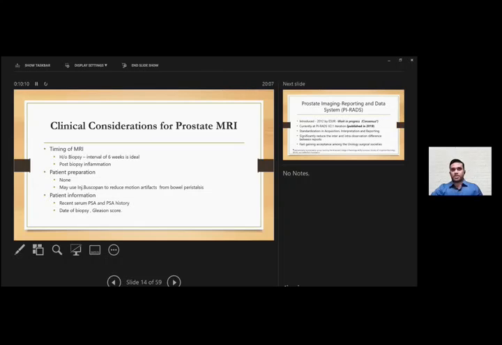When it comes to patient preparation, no significant preparation is required. Injections like buscopan and antispasmodics may be useful if there are motion artifacts seen from bowel peristalsis. While reporting an MR of the prostate, we should always have the recent PSA value, the PSA history, as well as the date of biopsy and Gleason score if the biopsy has been done.